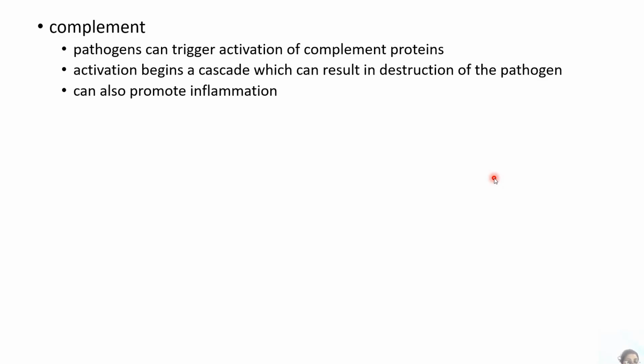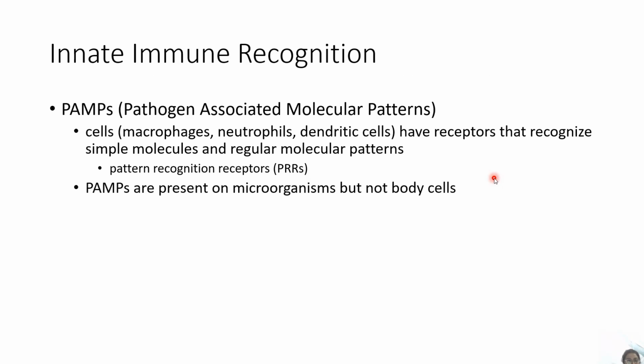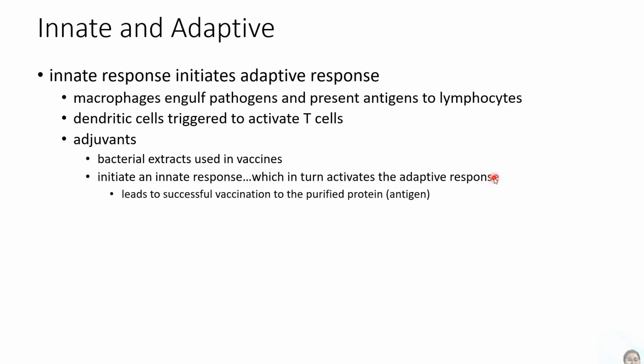Complement: pathogens can trigger activation of complement proteins. Activation begins a cascade which can result in destruction of the pathogen and also promote inflammation. Now, if we talk about innate immune recognition, PAMPs, pathogen-associated molecular patterns: cells such as macrophages, neutrophils, and dendritic cells have receptors that recognize single molecules and regular molecular patterns. Pattern recognition receptors. PAMPs are present on microorganisms but not body cells.